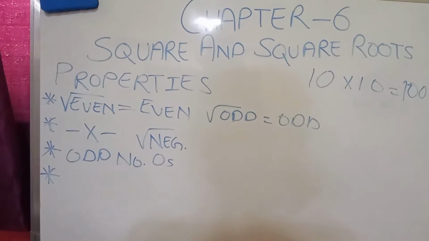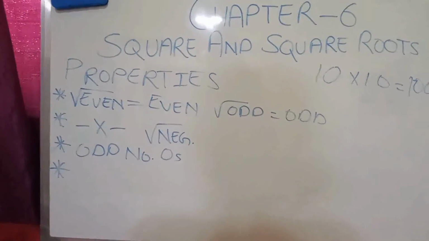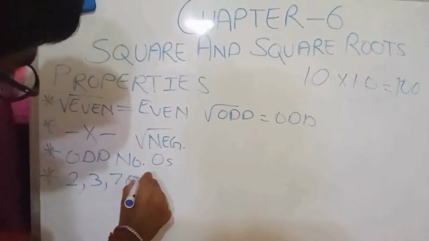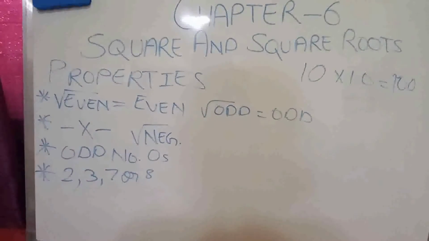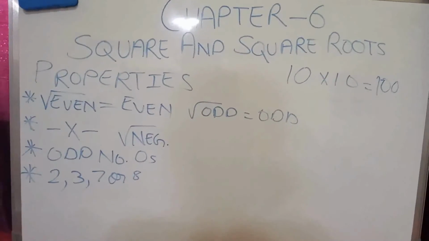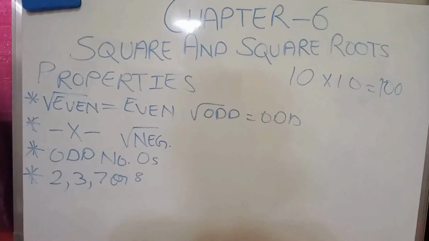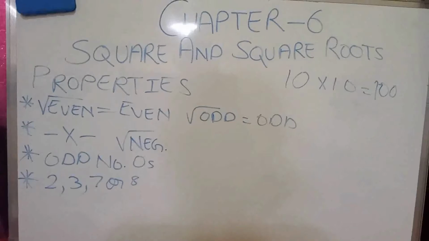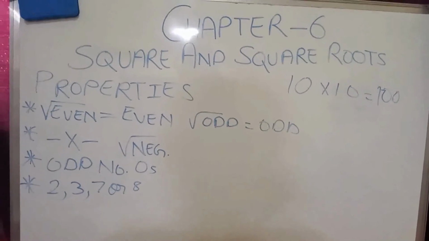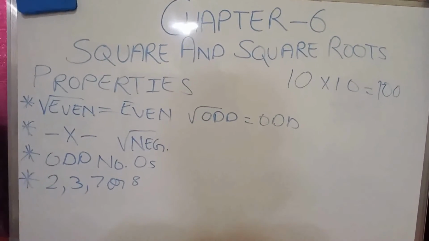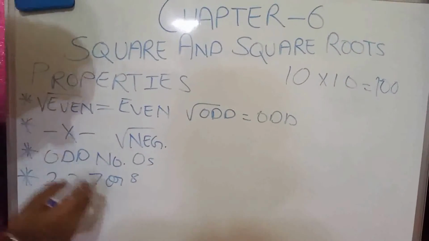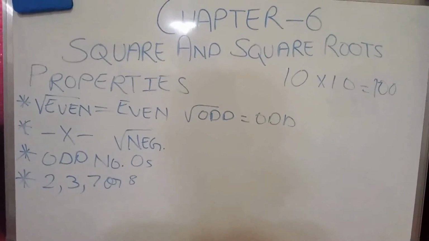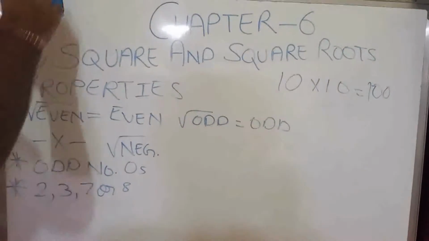The next one says that if the number ends with 2, 3, 7 or 8, then it cannot be a perfect square. Its square root can be in decimals, but a natural square root is not possible. In this chapter we are mainly talking about square roots which are natural numbers, not decimals. So any number ending with 2, 3, 7 or 8 cannot have a square root which is a natural number. Now we'll be seeing a table.